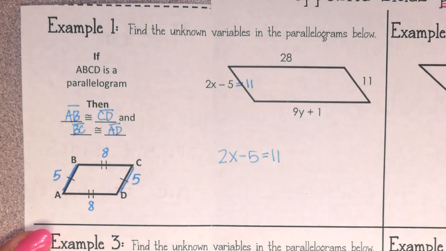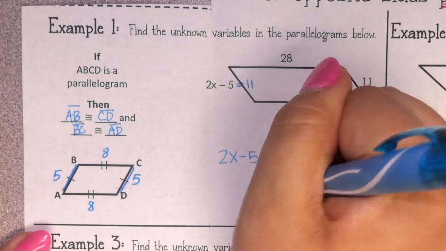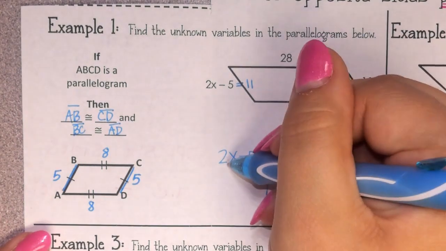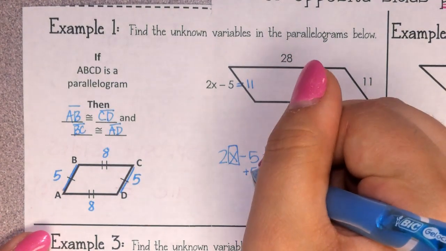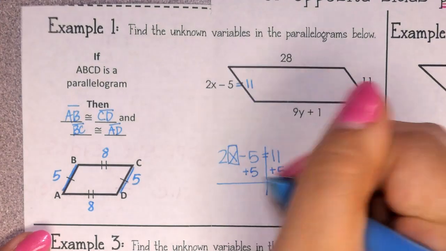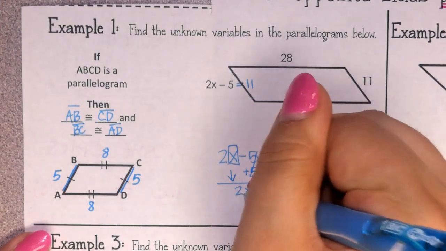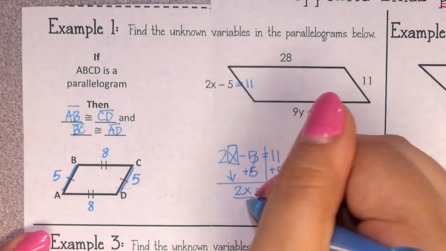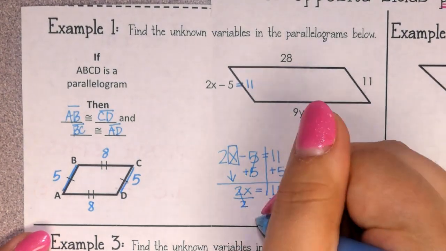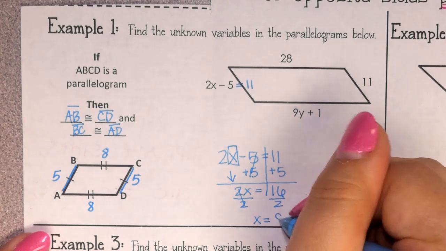Now can I solve for x? We have not solved since November. It's been a hot minute, right? So let's remind ourselves, how do we get x by itself? Got to do the opposite. Plus 5 on both sides. And then what do I do? Divide by 2. And 16 divided by 2 is 8.